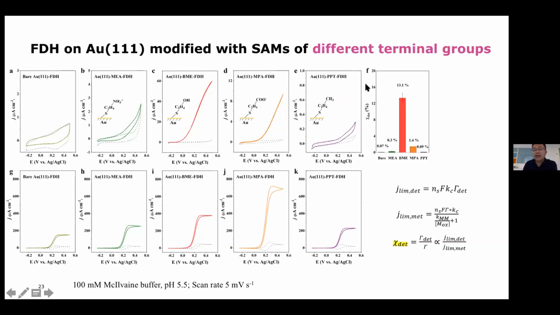This data is summarized in figure F, as you can see here. For the OH terminal group, it gives the best DET ratio. So it means in this case, if we use the BME SAM, we can get around 13% of FDH capable of DET, but the others are not capable of DET. They are just MET capable, which means they are catalytically active. So then we try to understand the data, why different electrode surfaces will get different DET.